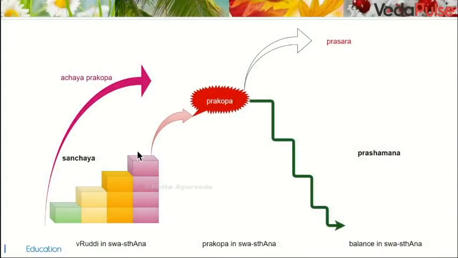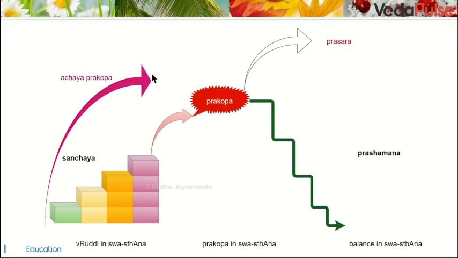So this is to explain the kind of challenge we have during the season. There's a type of prakopa which happens with chaya, prakopa, and goes to prashama, as we have discussed so far, which is a natural process in any season. But then there is a known factor as well, Achaya Prakopa, which can happen suddenly.